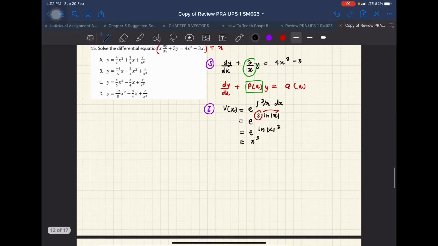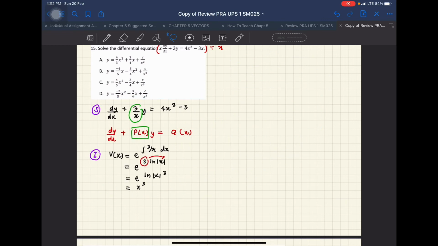Okay, what about the m? Wait, let me change over here. Okay, so the next step is m. So you need to multiply the integrating factor that you have with everything here. Okay, so this one multiply by x cube. Alright, so we will multiply by x cube. So we will get x cube dy dx plus, okay, so this one multiply by x cube.